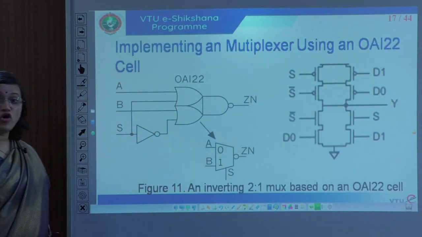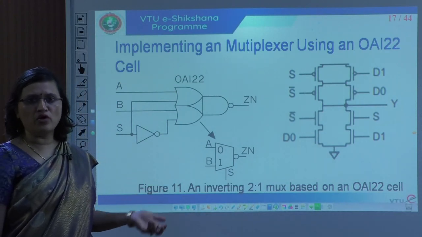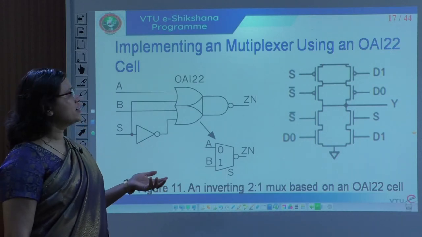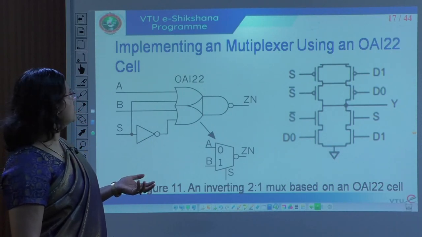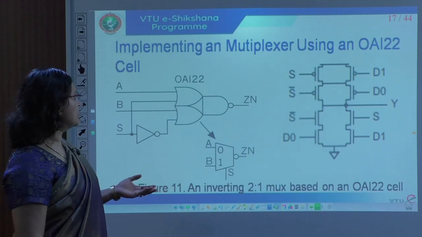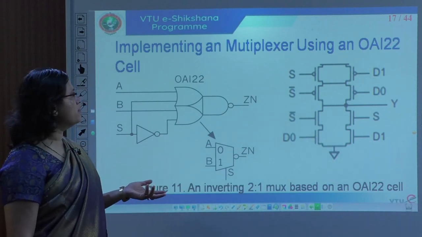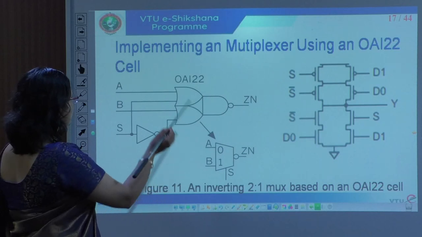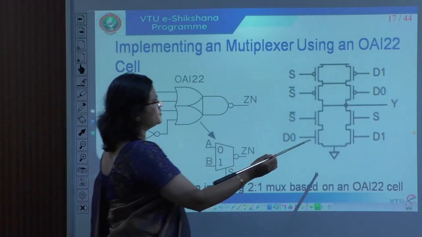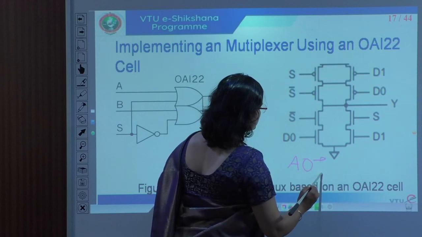Now, we can also implement a 2:1 multiplexer by using compound gates, that is OAI, that is OR-AND-invert logic, or the AOI 2:2, that we can also implement. Okay, so finally the output will be in the inverted form. Okay, so this is the circuit diagram of the OAI 2:2, but whatever I have written at the transistor level, this will be AOI 2:2.